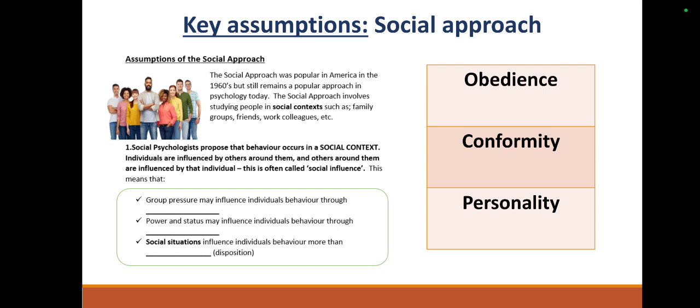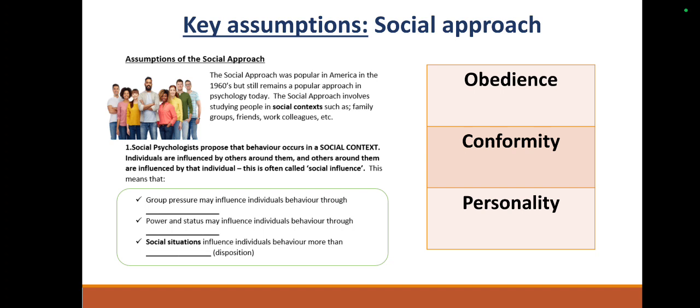Okay. So of the 3 terms on the right-hand side, group pressure is normally what we refer to as conformity. So when we conform, we often behave in ways that we don't necessarily want to or believe it is the right way to behave, but we do so because of group pressure. So maybe highlight the term group pressure and then pop conformity in there. When we're talking about changing behaviour due to power and status of another individual, so basically doing as you are told, that's what we will be calling obedience from this point forward.